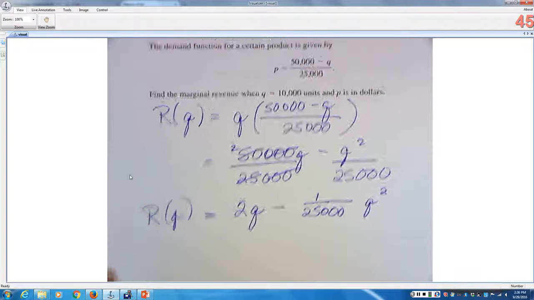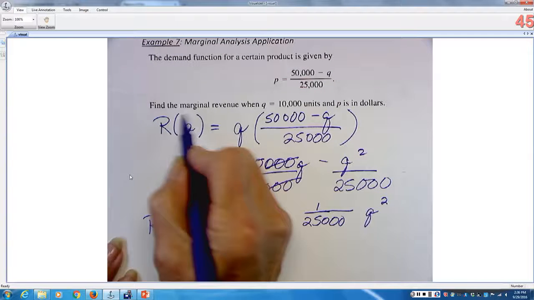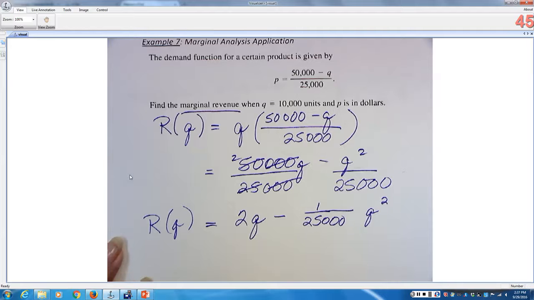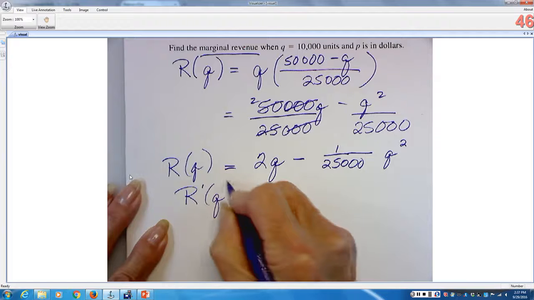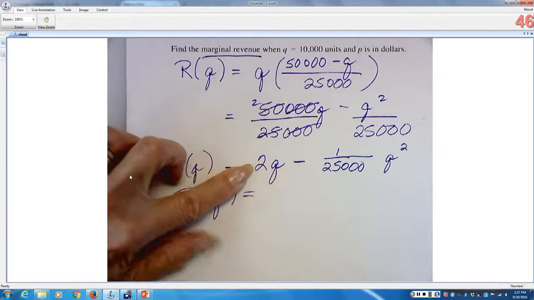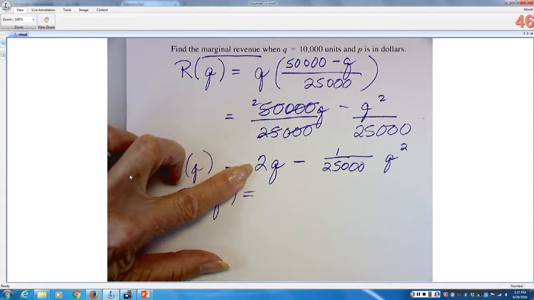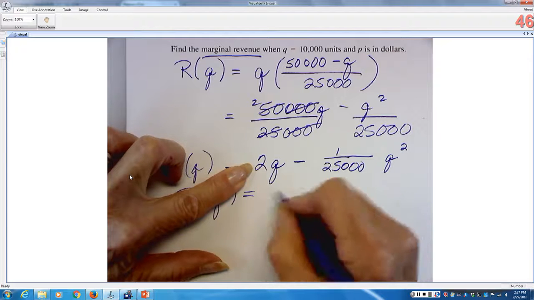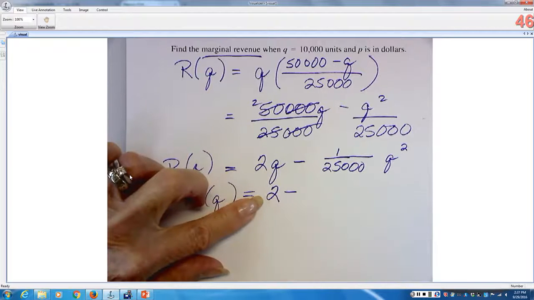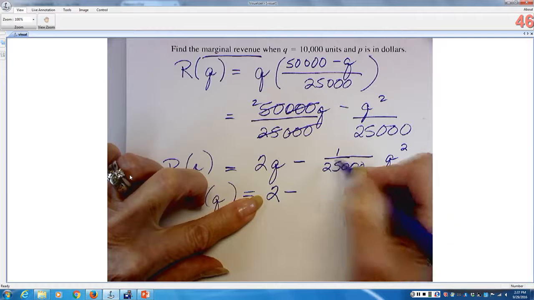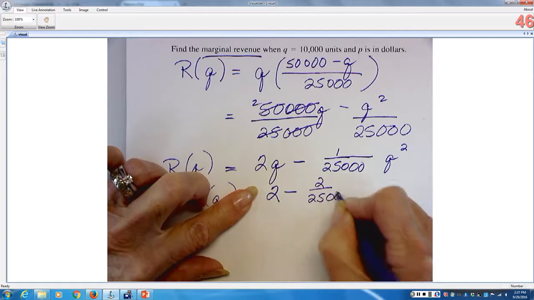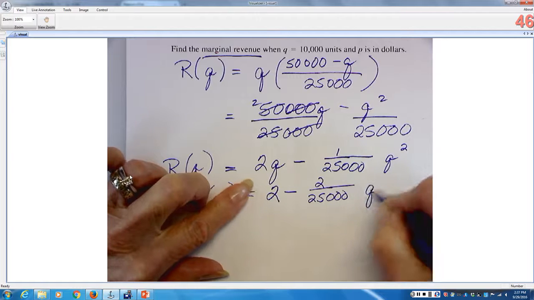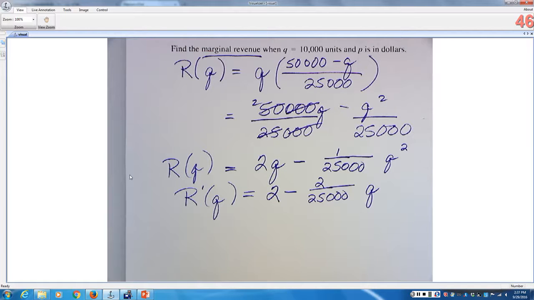And I want to talk about their marginal revenue. So their marginal revenue is R prime. And the derivative of 2Q is what? 2, minus 2 times 1 over 25,000 is 2 over 25,000 times Q. So it's a linear equation. Marginal revenue is linear. It has a constant change.